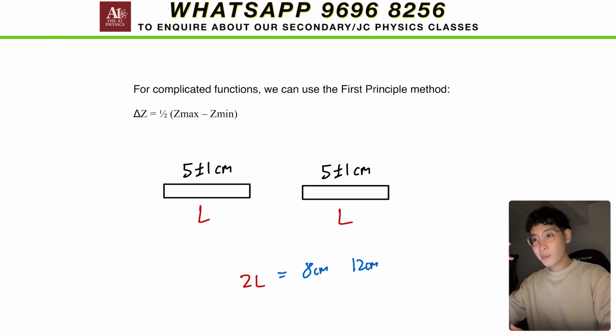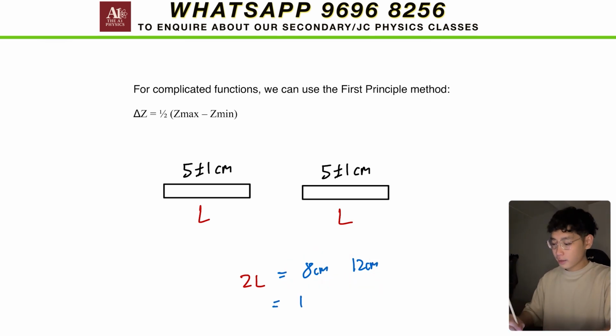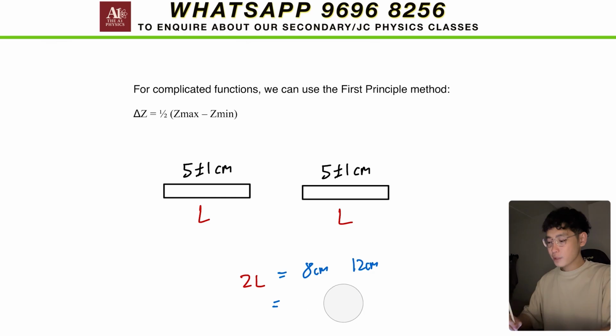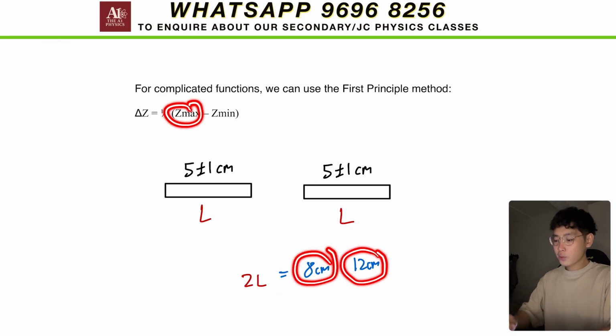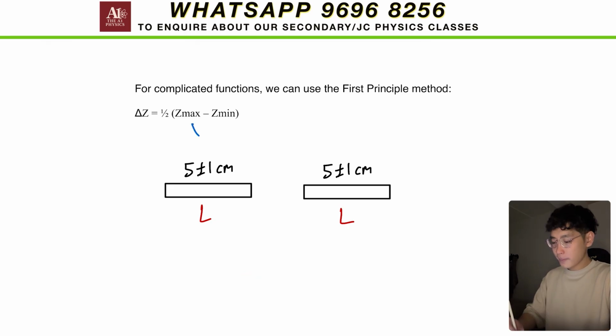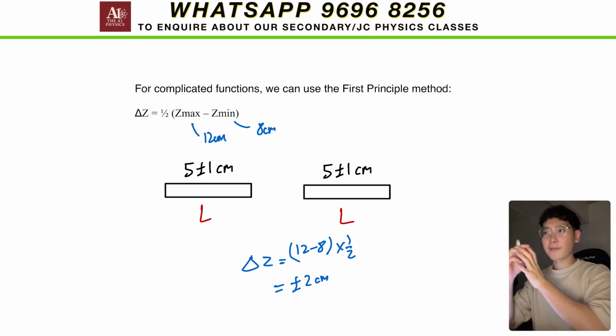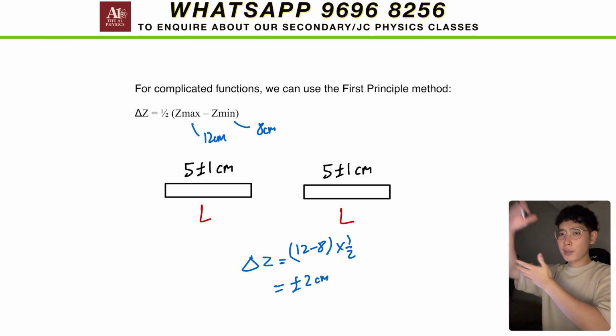So that's the intuition behind the first principle method. We'll get an answer like 10 plus minus 2 cm, because it cannot be smaller than 8 or bigger than 12. So what we want to do in the first principle method is find the maximum value, find the minimum value, and subtract the two values. So Z max will be 12 cm and Z min will be 8 cm, and to find the uncertainty, we just take 12 minus 8 times half, which is plus minus 2 cm. So that's how we find the uncertainty using the first principle method. We just find the minimum and the maximum value and we halve the difference between them.